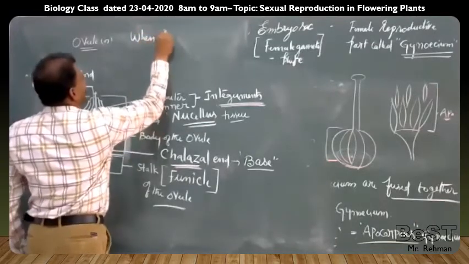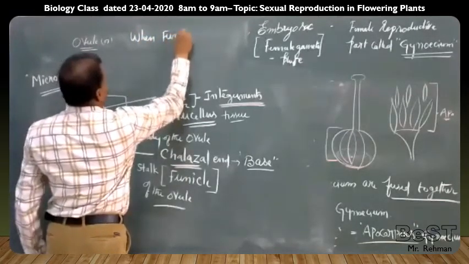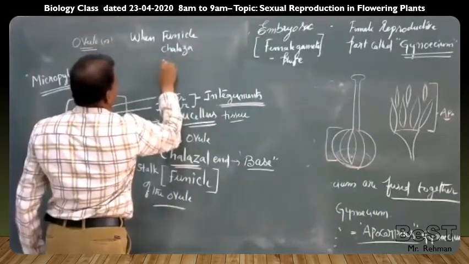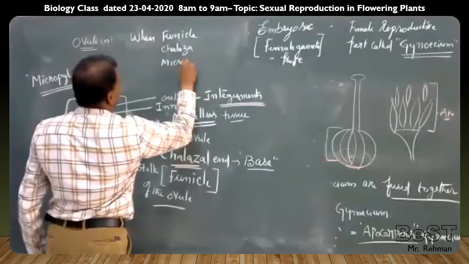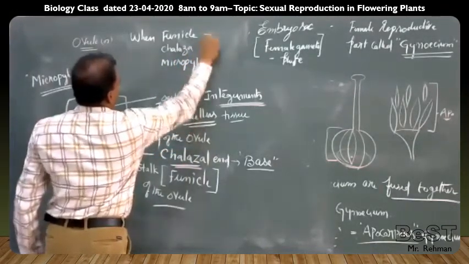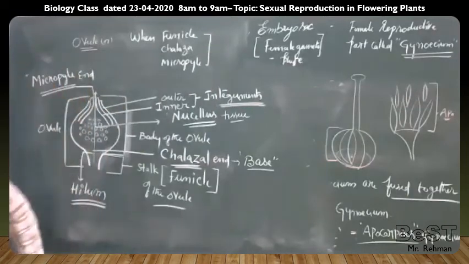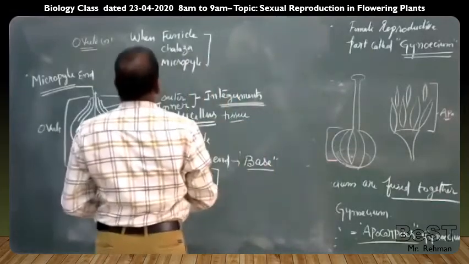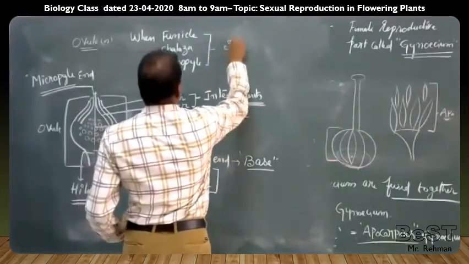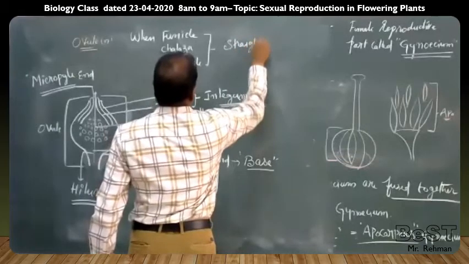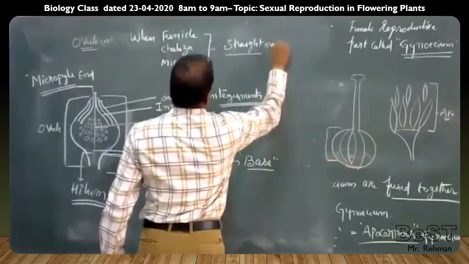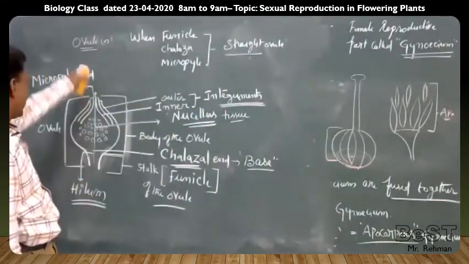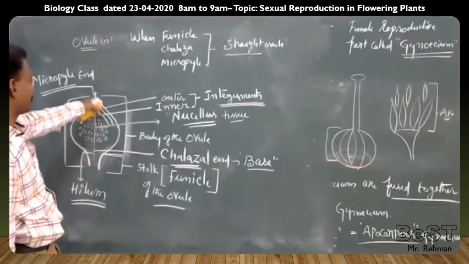When funicle, chalaza, micropyle are in the same radius in a straight line, such an ovule is called a straight ovule. Based upon their radius, same radius, funicle, chalaza, and micropyle.